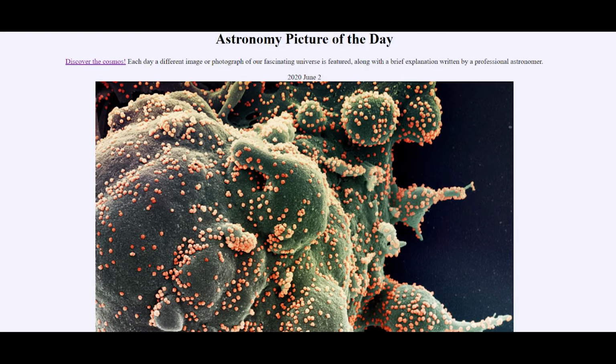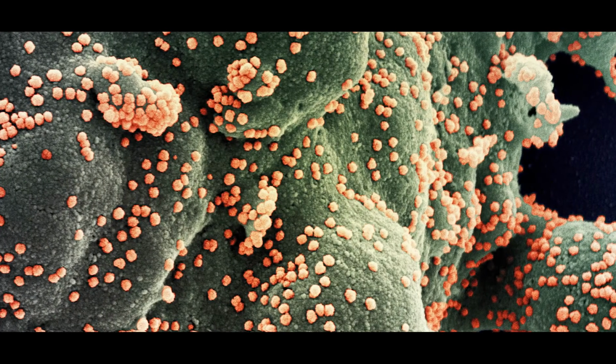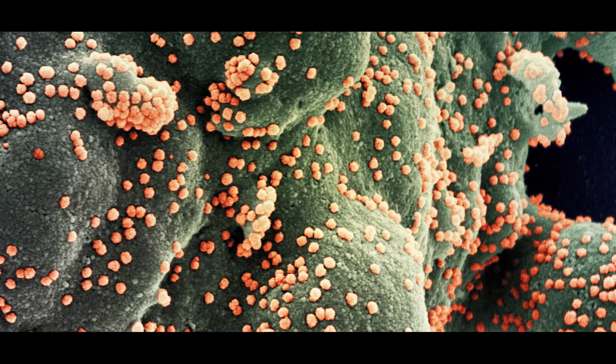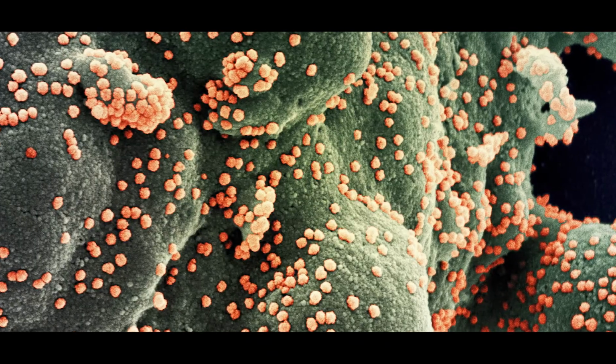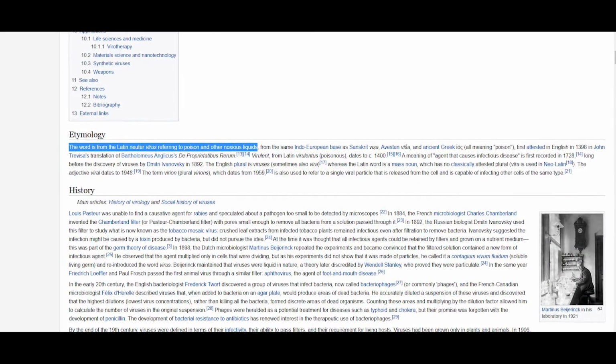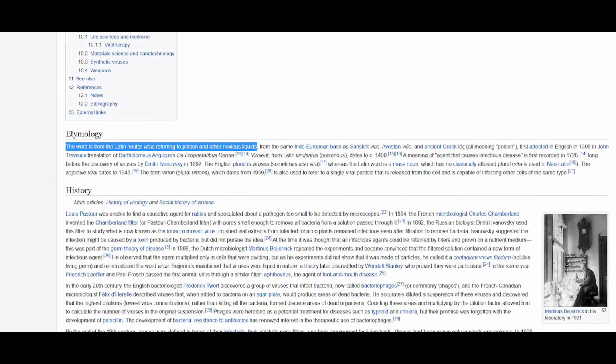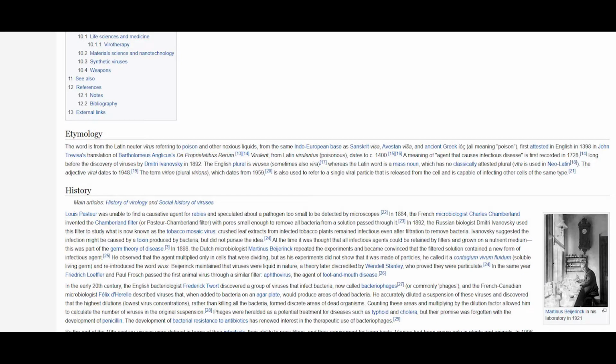This is an image of a human cell undergoing apoptosis, the clinical term for programmed cell death. What is causing its death are these tiny pollen-like coronavirus particles budding out of the cell. The word virus comes from the Latin neuter virus, meaning poison. Unlike any other form of life, these are programmed only to cause harm, and hence the name.